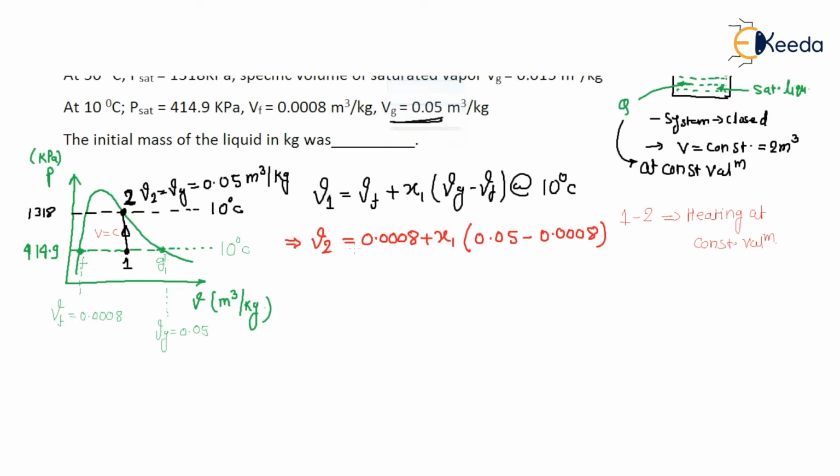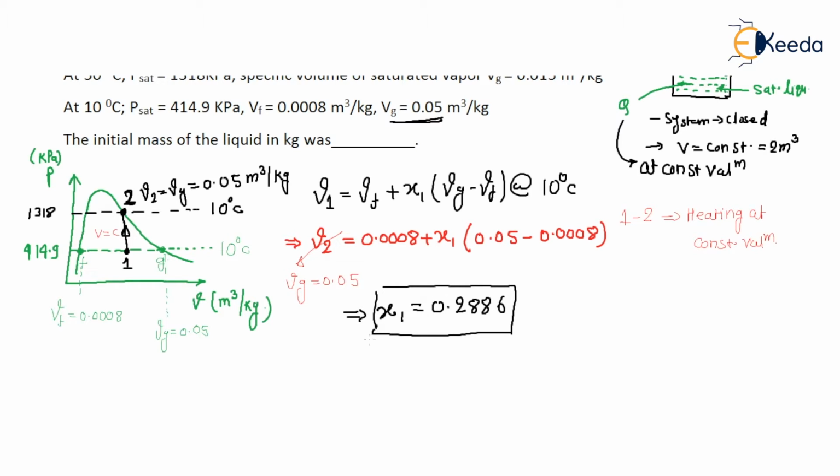And what is V2? V2 is nothing, it is Vg, 0.05. So from this we easily calculate what is x1. So x1 is 0.2886. This is your dryness fraction. That means when this is the system, there is a dryness fraction.